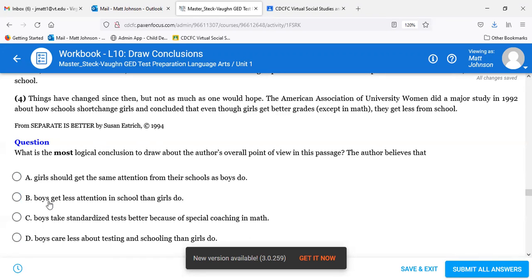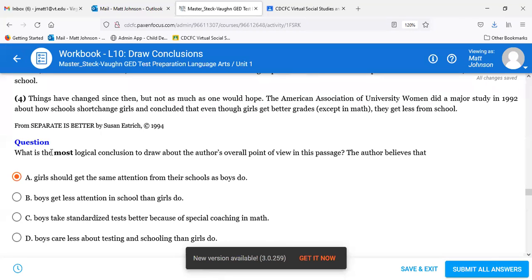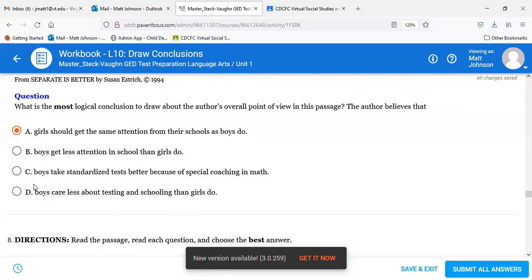A. So here it's A. Girls should get the same attention from their schools as boys do. And that one probably, as far as test taking tips go, look at it in terms of process of elimination, right? We know that boys don't get less attention in schools. That's not part of the problem. Boys take standardized tests better because of special coaching in math. We have no mention of that in the piece. And then boys care less about testing and schooling than girls do. Also, no mention of that. So through process of elimination, we can also determine that girls should get the same attention. So A.